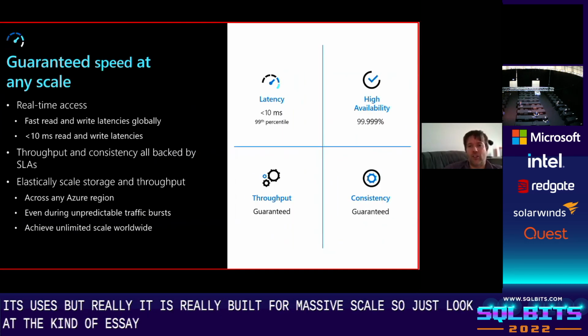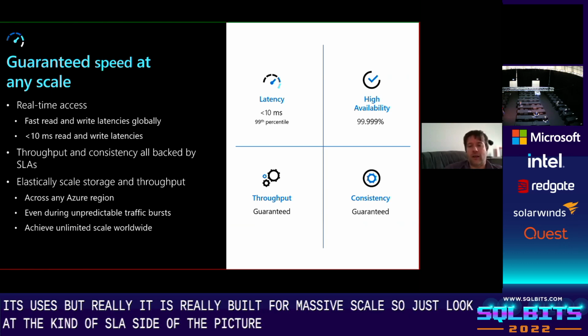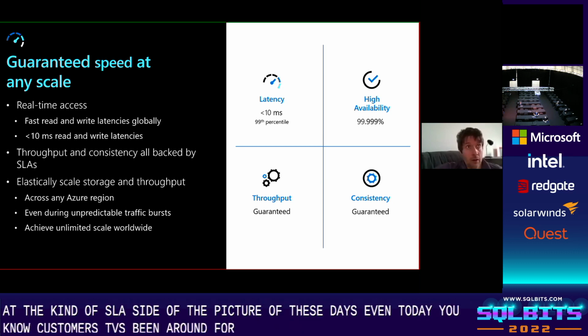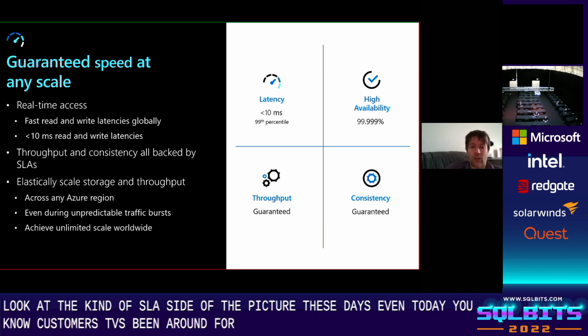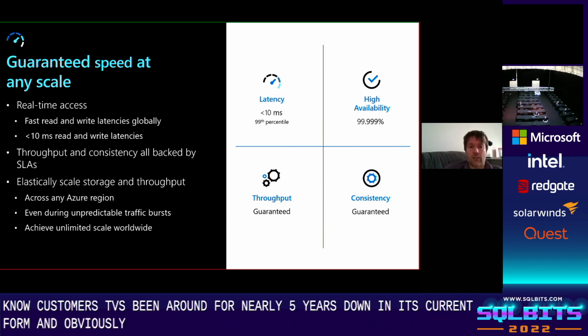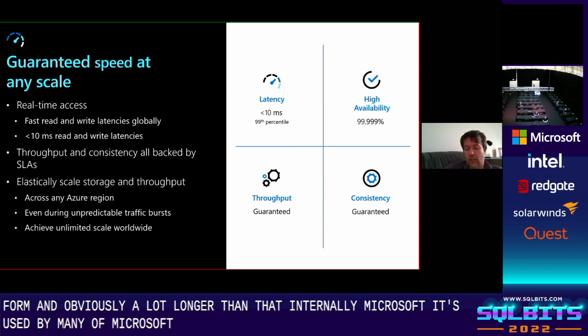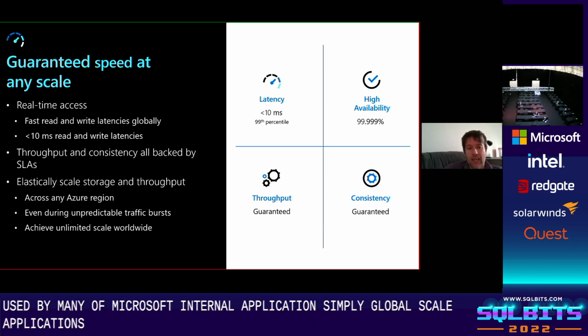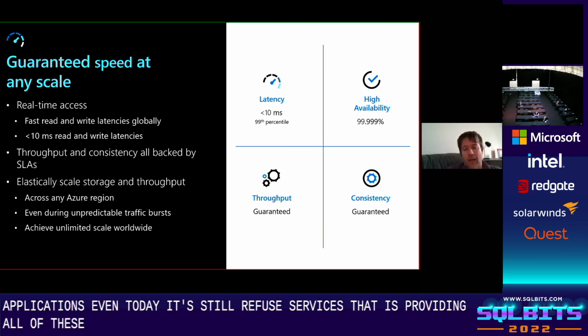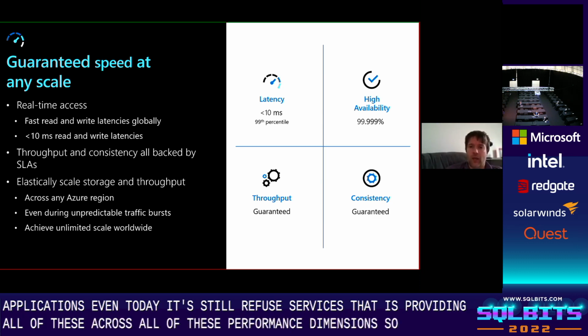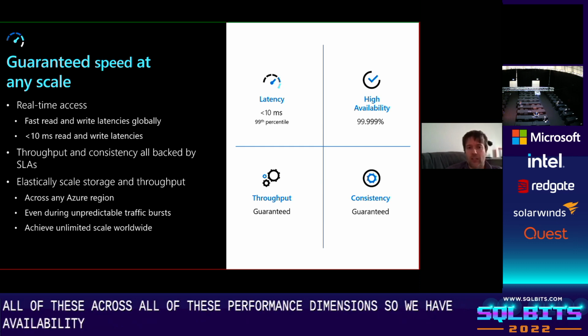even today, even though Cosmos DB has been around for nearly 5 years now in its current form, and obviously a lot longer than that internally at Microsoft, it's used by many of Microsoft's internal applications, certainly global scale applications. Even today, it's still one of the few services that provides all of these SLAs across all of these performance dimensions. We have a latency SLA, availability, throughput, and consistency, and so on.